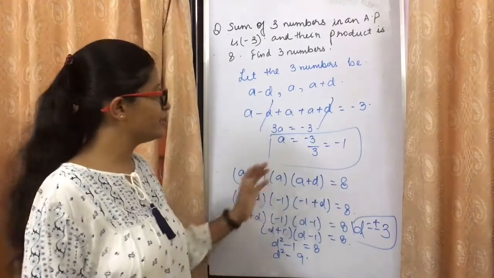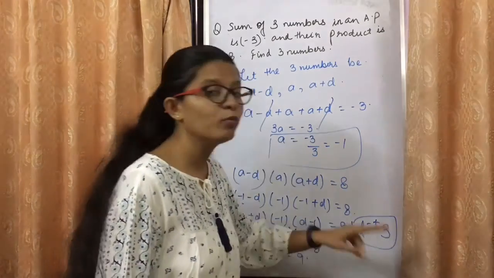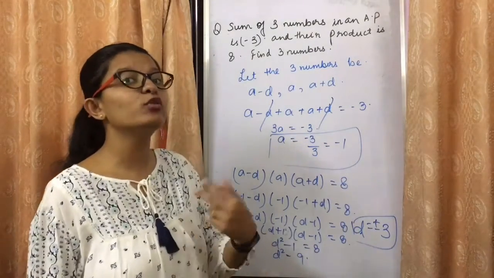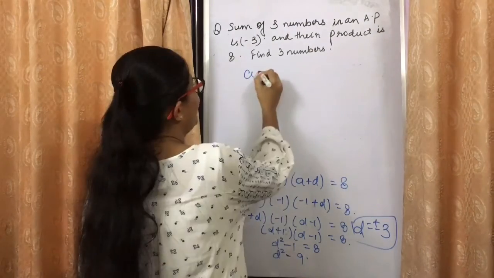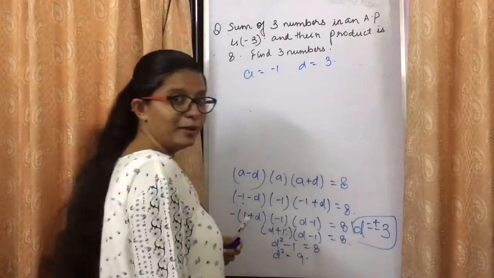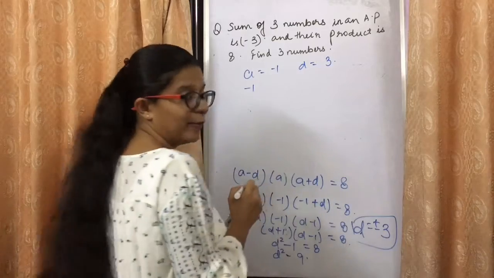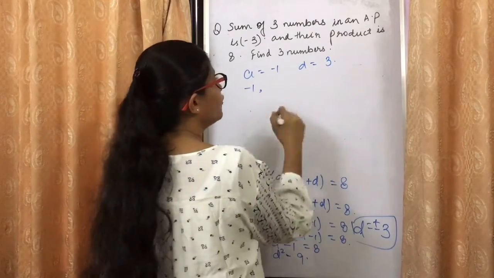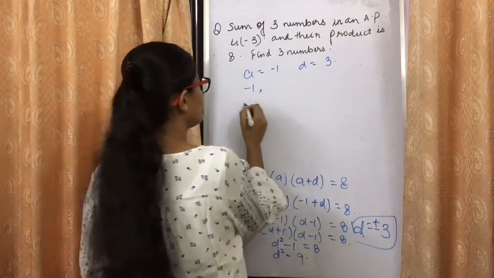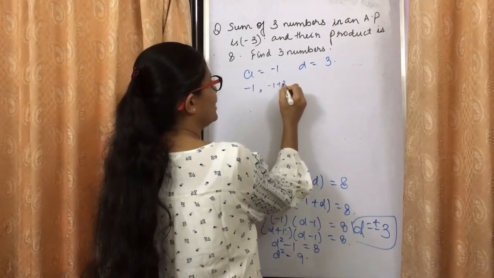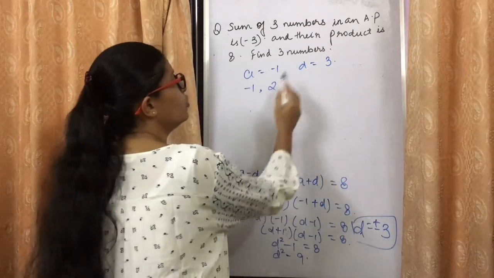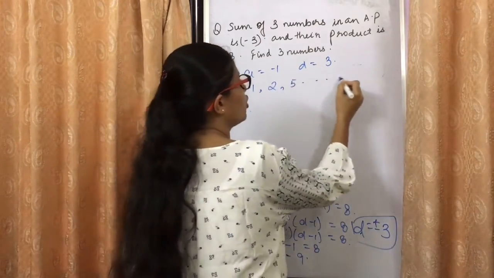Now the question arises: we got the value of A, and we got two values for D, that is plus 3 and negative 3. So we will have two series over here. Let's see how. The value of A came minus 1 and if I take D as plus 3. So my first value will be minus 1 for the series. And for the second one, A plus D, minus 1 plus 3. So minus 1 plus 3 will give you how much? Plus 2. So I can write plus 2 over here. Now 2 plus 3 will give me 5 and so on.